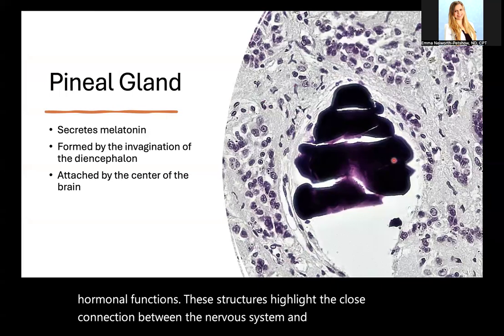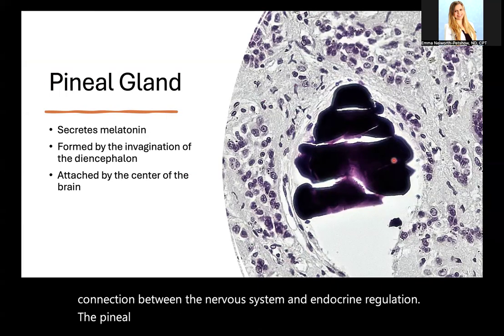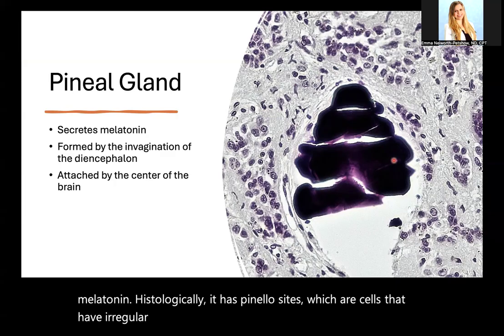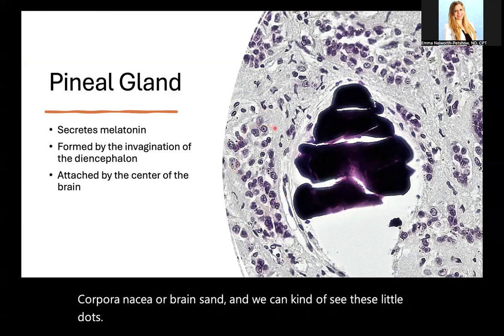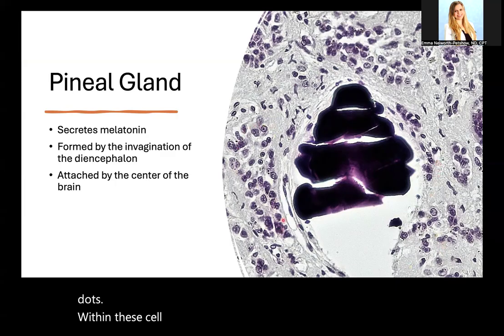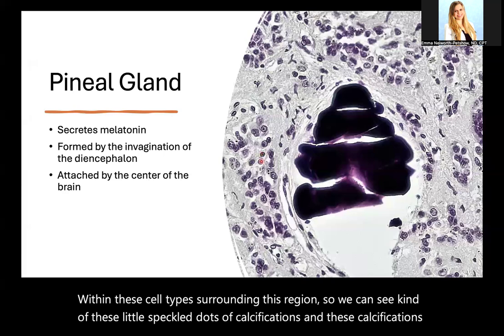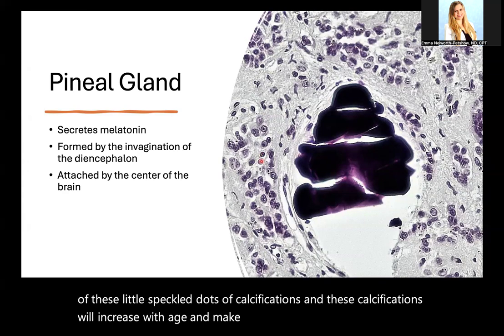The pineal gland regulates circadian rhythm and it secretes melatonin. Histologically, it has pinealocytes, which are cells that have irregular nuclei and characteristic calcified deposits known as corpora arenaceae or brain sand. We can see these little dots within these cell types surrounding this region, these little speckled dots of calcifications. And these calcifications will increase with age and make the pineal gland easier to identify.